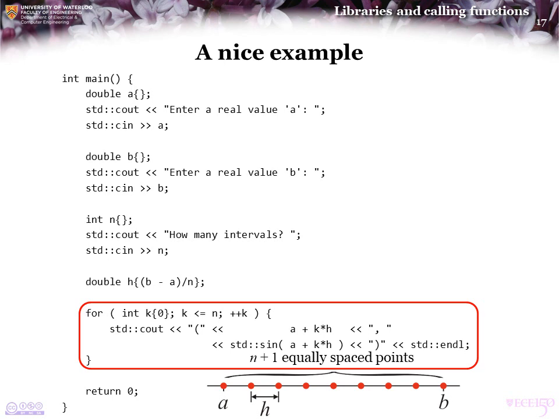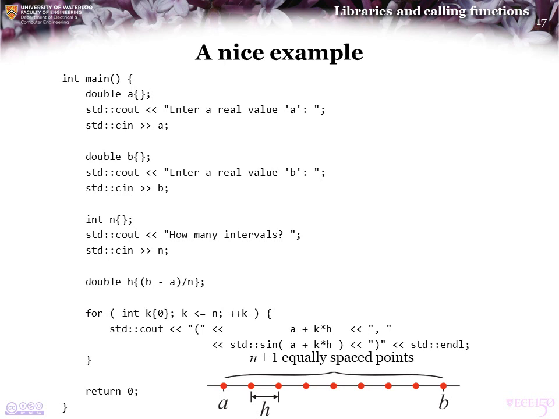Now, a plus k times h, where k runs from 0 to n, therefore gives us the x value of each of these intermediate points, where when k is equal to 0, a plus 0 times h is a, and when k is equal to n, a plus n times h is equal to b, the other endpoint. We will now print out the point and the value of sine at that point for each of the n plus 1 equally spaced points.